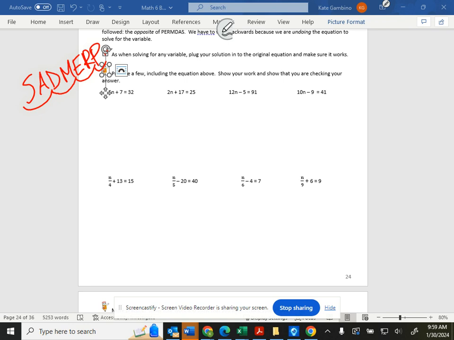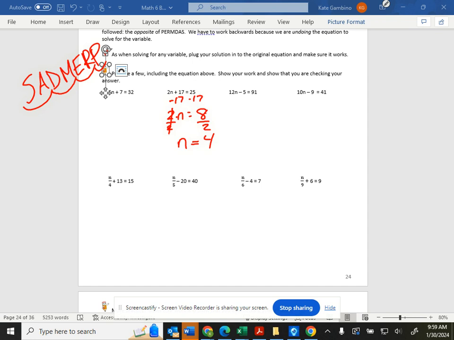If we are adding 17, we subtract 17 from both sides. 17 minus 17 is 0. 25 minus 17 is 8. Then here we are multiplying by 2, so we need to divide by 2. So 2 divided by 2 is the 1, and 8 divided by 2 is 4.